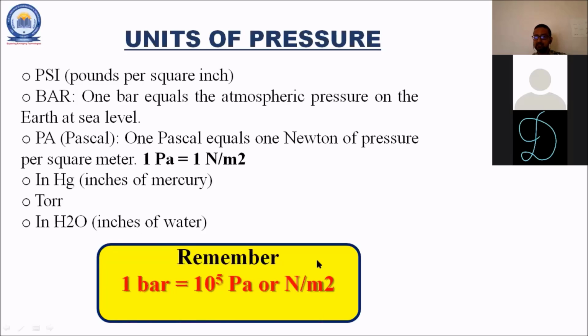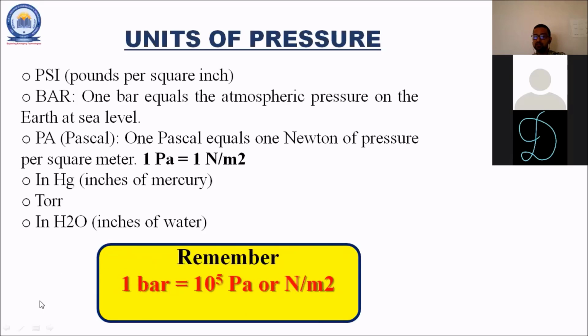Friends, I have intentionally highlighted this point and also written, remember. So I suggest that you also note down this point. 1 bar is equal to 10 raised to 5 Pascal or Newton per meter square. Because whenever we are solving numericals in this subject, we need to use this conversion.